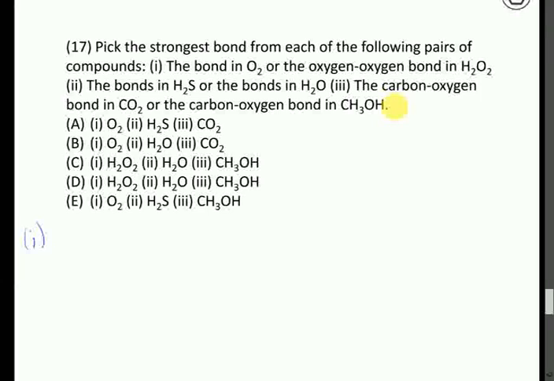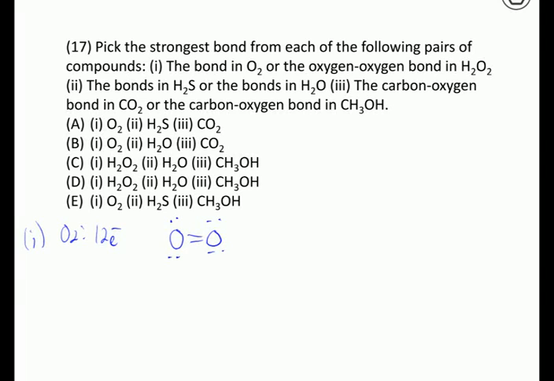So for O2, we'll do this quickly, 12 electrons. Each of them has 6 valence electrons. So when we draw the Lewis structure, we have oxygen, oxygen. Oxygen likes to form 2 bonds, and so we get a double bond. Okay, so that's the Lewis structure for O2. I'm skipping some steps now in the interest of time, but that's what it would look like.